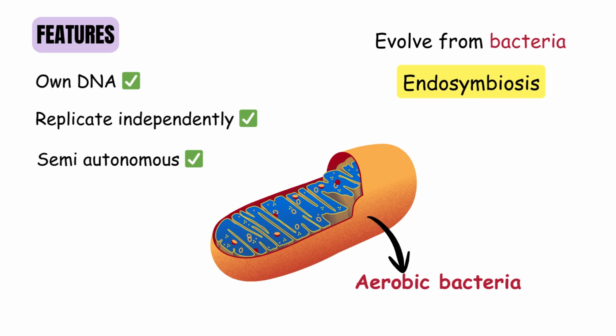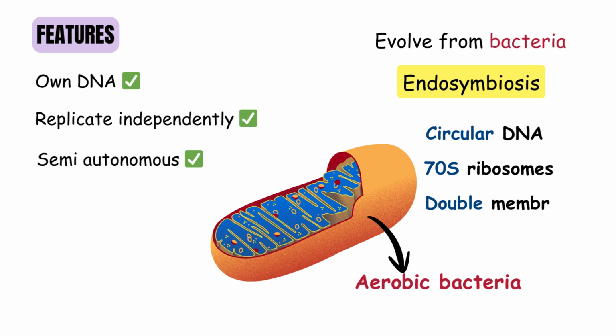They entered into a symbiotic relationship with early eukaryotic cells, and the main evidence includes circular DNA present in them, 70S ribosomes which are mainly present in bacteria, circular DNA which is also present only in bacteria, and double membrane structure. So these were the evidence which said that the mitochondria evolved from bacteria.